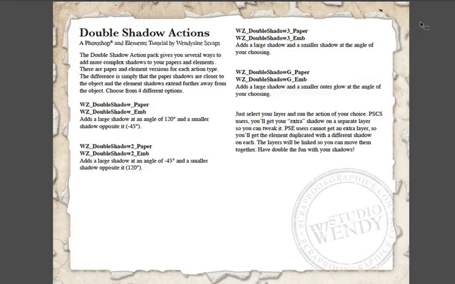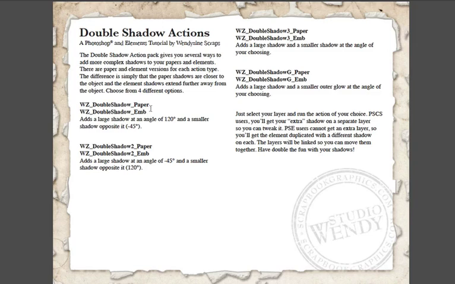I'm over here in Acrobat to show you the PDF tutorial that comes along with your download. The reason I wanted to show you this is because it walks us through what each of the actions does. First of all, the double shadow action is going to add 2 shadows to your element or paper layer. For each of the types of shadows here, the angles, you will get a paper option and an embellishment option. The paper option is just a lighter weight shadow. It is closer to the object than the embellishment version of the same action.